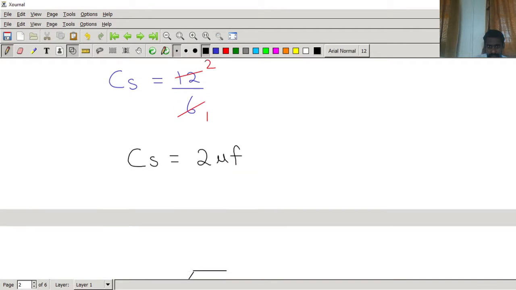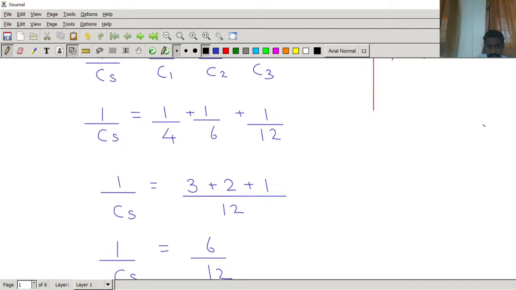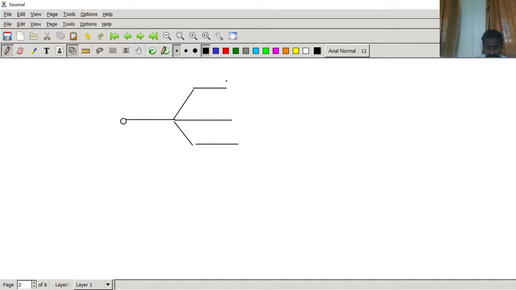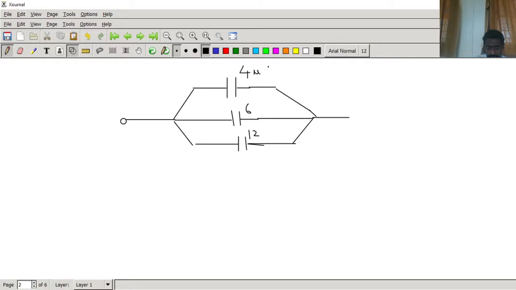So which are the three capacitors? Capacitor number 1 is of 4 microfarad, then 6 and 12. So I am drawing over here the 4 microfarad, 6 and 12. Now they are connected in parallel, and we have to find the total capacitance when they are connected in parallel. This is the parallel combination, and what will be the answer for the parallel combination?